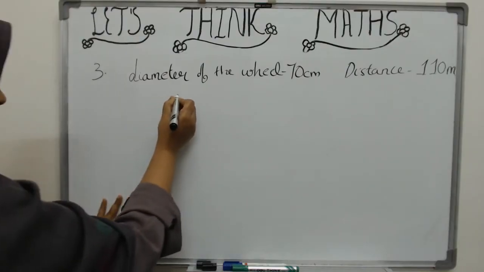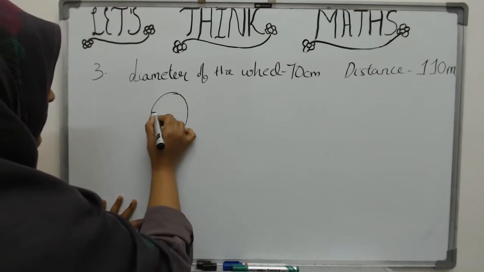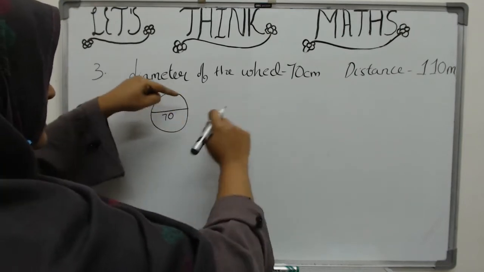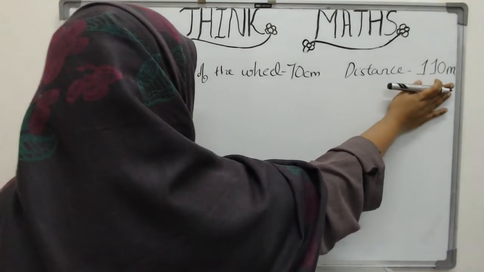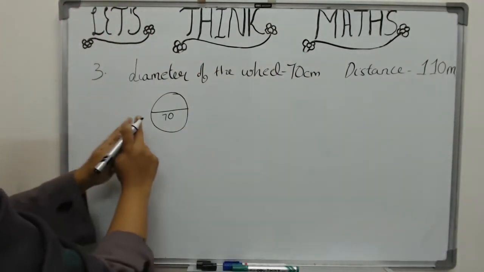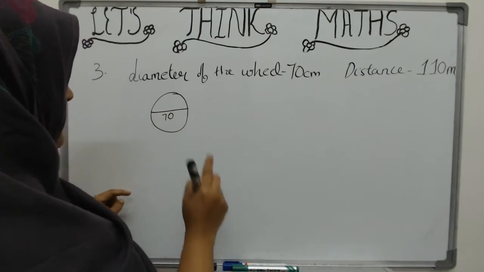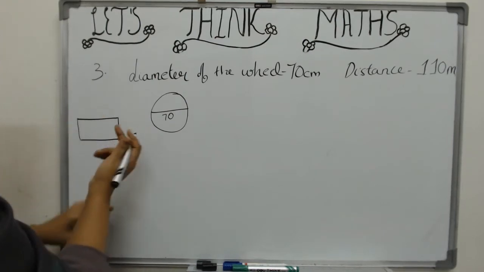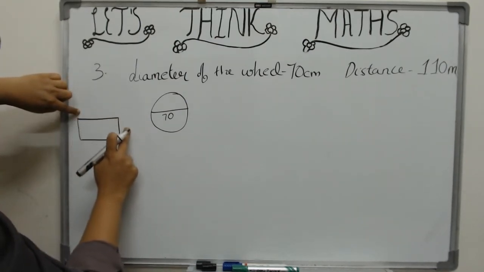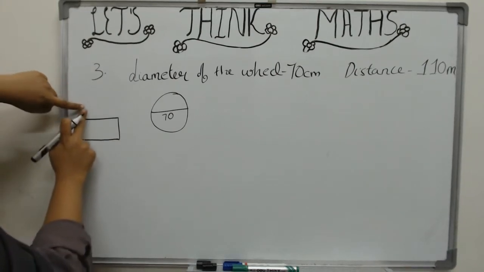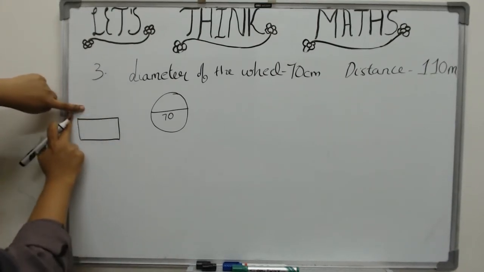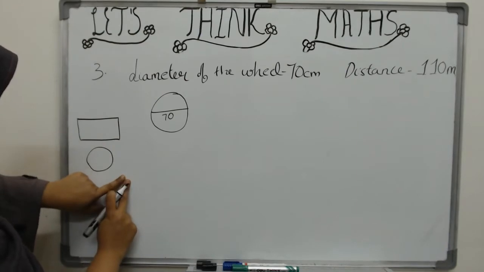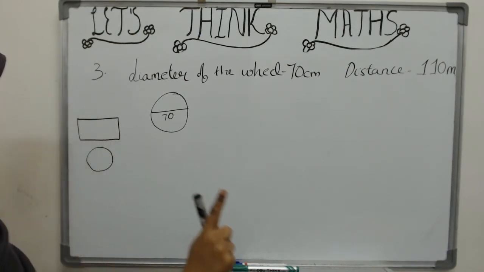So here you have a wheel. You have the diameter of the wheel. Then the question is, how many times does this have to roll to cover the distance of 110 meters? Now, when it rolls once, it covers its circumference once. Why? Because it is just like running across a rectangular field. If a person runs across the rectangular field once, what does that mean? He has covered the perimeter once. So just like that, if a circle turns completely one time, it means it has covered its circumference exactly one time.